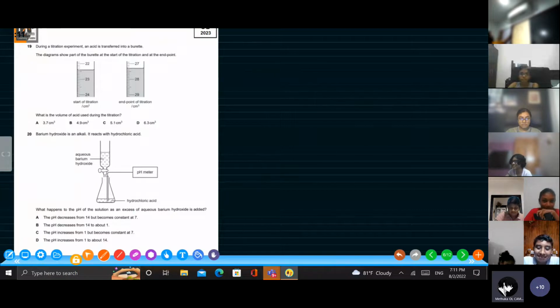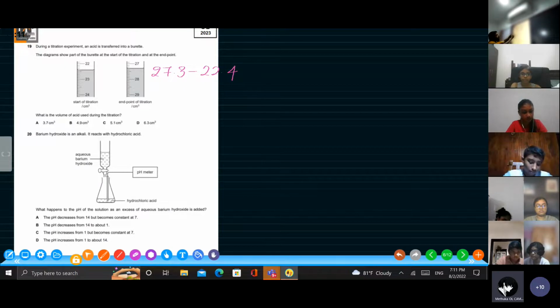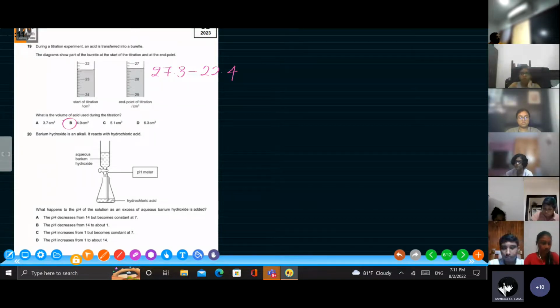Right. What is the volume of acid used in this titration? You have to take the final volume: 27.3 minus 22.4. Look at the volume. 4.9. Yes, 4.9. Right. So barium hydroxide is an alkali and it's a strong alkali. pH is around 13, 14. Hydrochloric acid pH is around 1, actually 0, 1, 2.